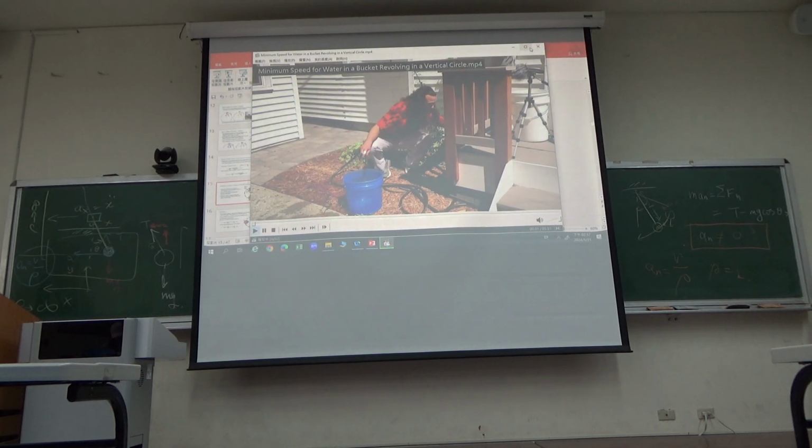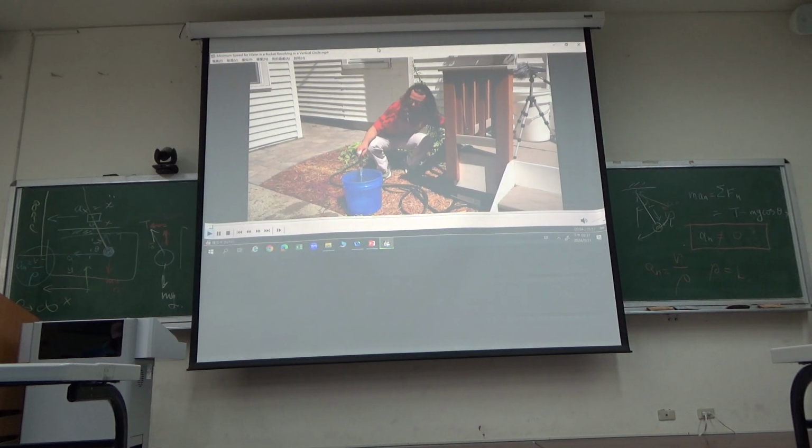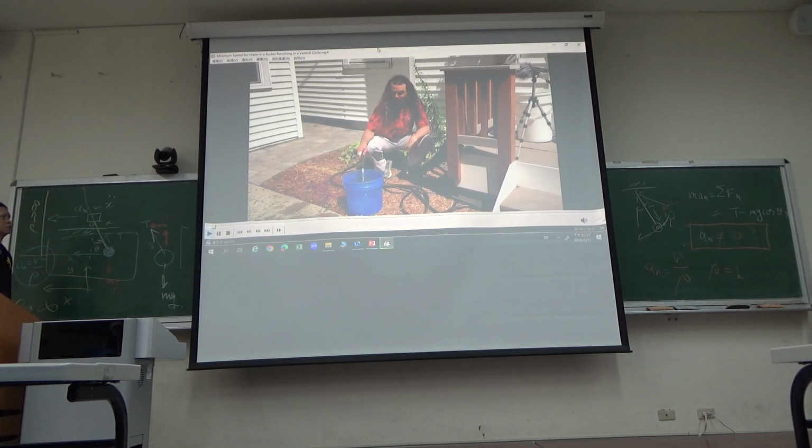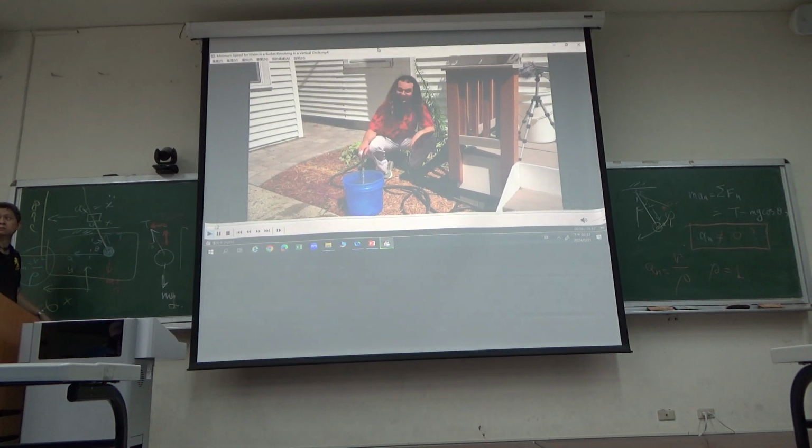Good morning. Today we are going to determine the minimum angular speed to spin a bucket in a vertical circle such that water will stay in the bucket.